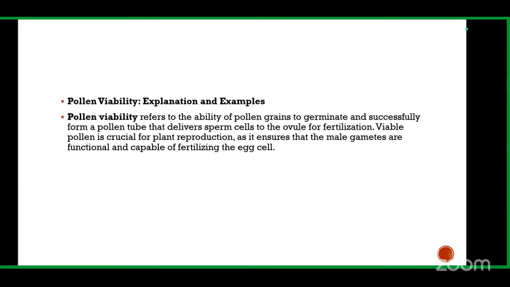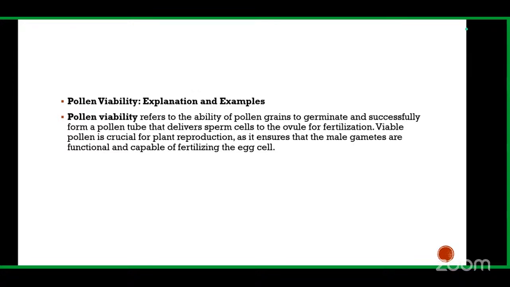So what is pollen viability? Okay, what is pollen viability? Pollen viability is very important for the pollen because it refers to the ability of pollen grains to germinate and successfully form a pollen tube that delivers sperm cells to the ovule for fertilization. So if the pollen is not viable, then there is less chance of germination of the pollen tube and the failure of fertilization. So pollen viability is a very important factor in sexual reproduction of flowering plants.